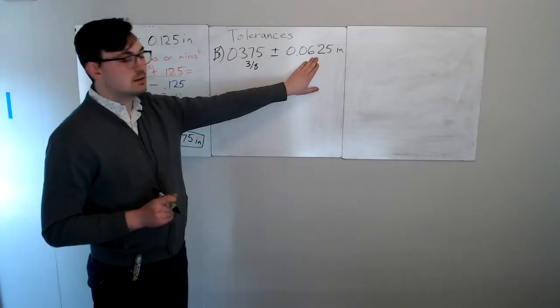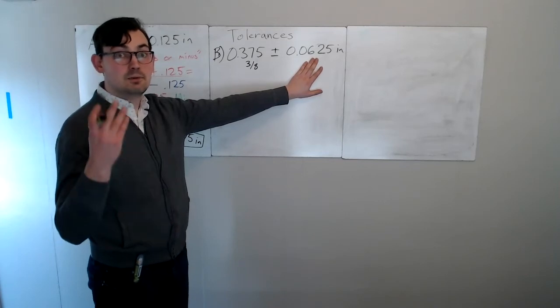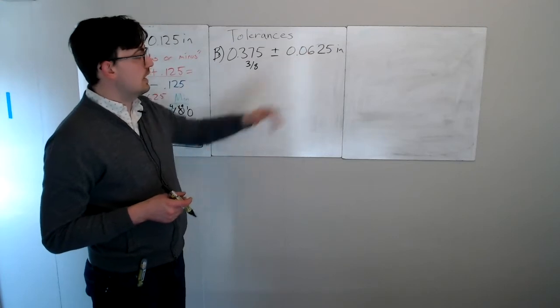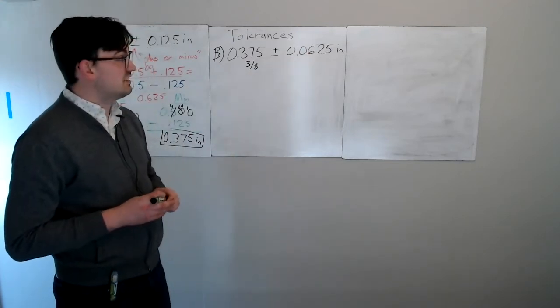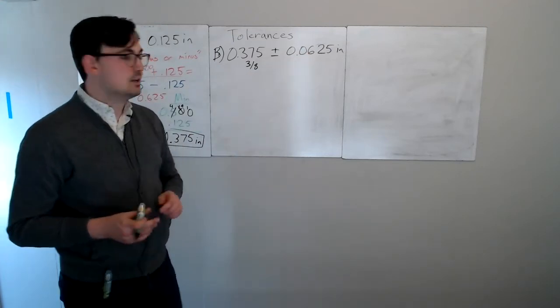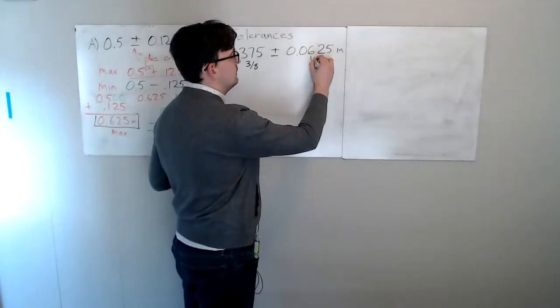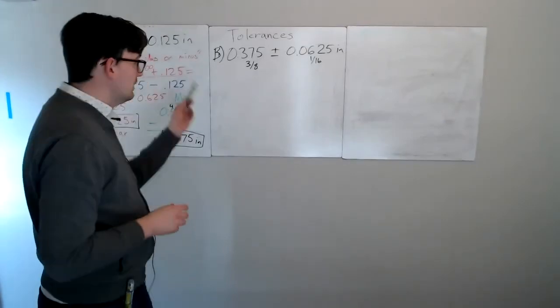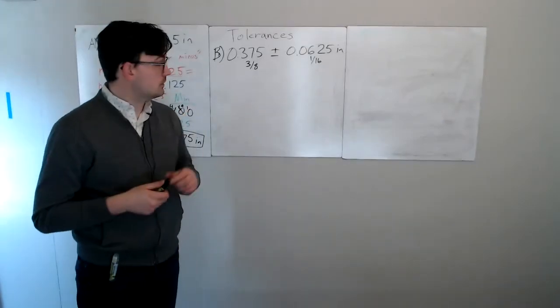And this one here looks a lot like 1/8, but it's not because the decimal place is a little bit off. This is not 5/8. This is actually going to be a 16th. That's half of 1/8. This is a 16th. So we've got 3/8 plus or minus a 16th. This would be pretty common dimensioning for lumber.